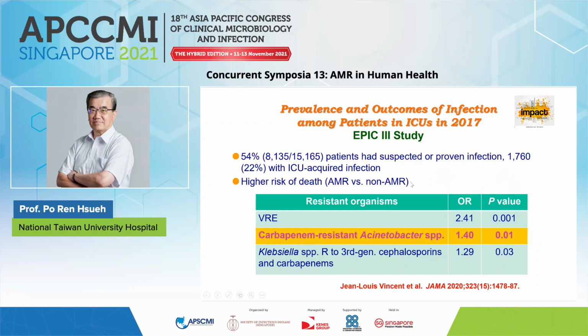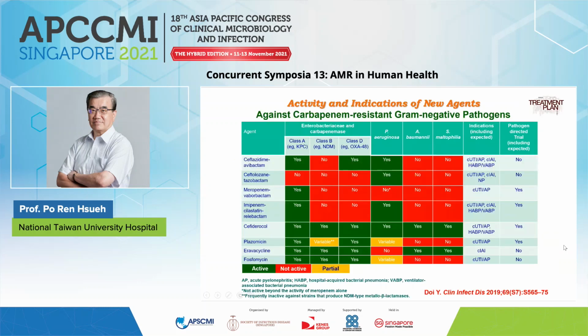So they can clearly identify, for example, among the gram-negative bacteria, the carbapenem-resistant Acinetobacter species have a high odds ratio in comparison with non-resistant bacteria. Not only Acinetobacter baumannii, but also the cephalosporin-resistant Klebsiella pneumoniae and the carbapenem-resistant Klebsiella pneumoniae. So the resistance causes clinical impact, particularly on mortality.